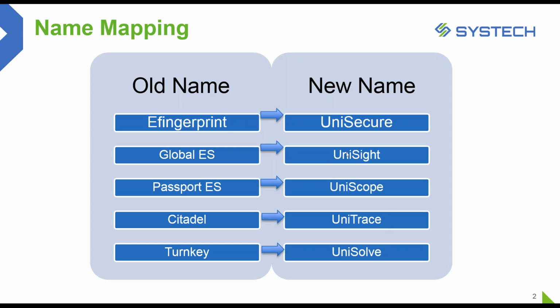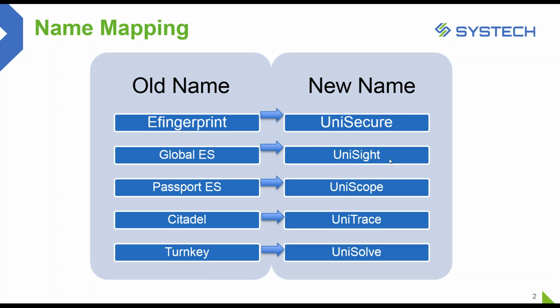For those of you who didn't get the memo, Unisight and Uniscope is a rebranded product that was released, which used to be known as Global ES and Passport ES. Unisight, which still has the Advisor, Sentry, and Guardian components in it. Those names have not changed. You guys can continue to use those. Customers are already familiar with them and they're comfortable with that. Just know that when we say Unisight externally, we mean what we used to call Global ES, and when we say Uniscope, it means Passport ES.